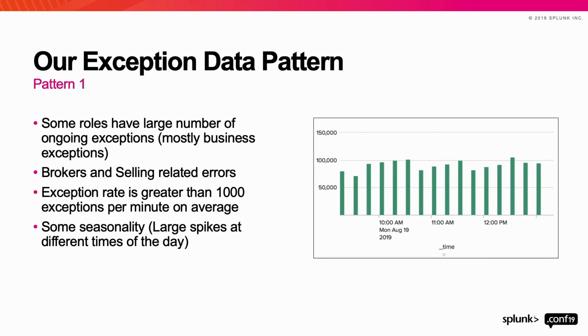On these roles, the exception count is greater than 1,000 exceptions per minute on average, and there is some seasonality. This was taken at 10 a.m., so there's a little bit of seasonality there, but we found that this is not really seasonal. For example, if we look at our site load, then we see a more seasonal pattern. But in this case, the pattern didn't look much like a seasonal pattern.